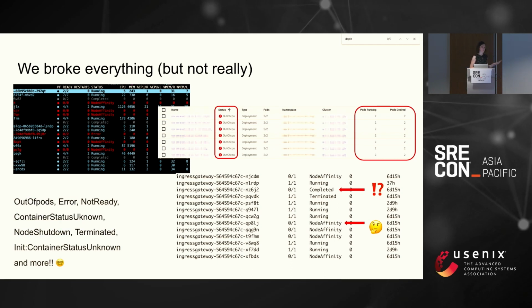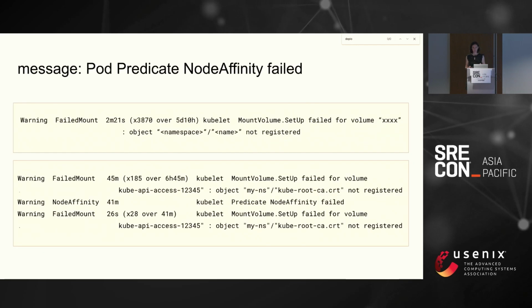And many more. Now, at least with some of the other statuses, when you describe them, you'll see the message that says "pod was terminated in response to node shutdown." But with node affinities, you'll see "pod predicate node affinity failed." Now, I'm not an English speaker, I'm not a lawyer. For me, this is a collection of confusing words. I just don't understand, something failed. So let's see if events tell us a better story.